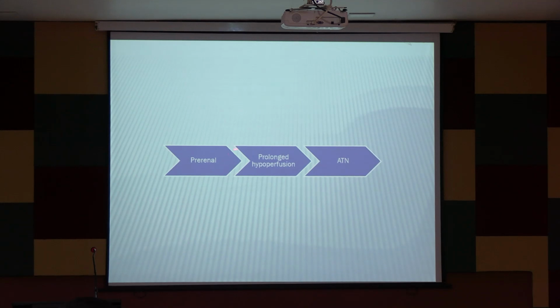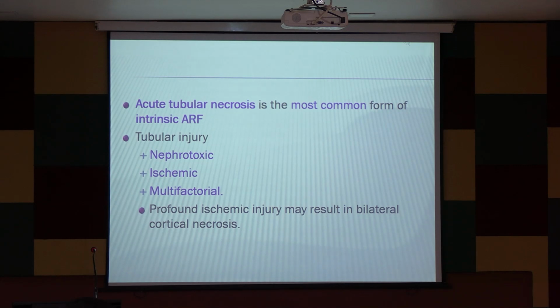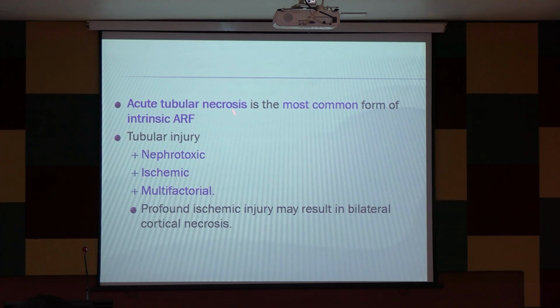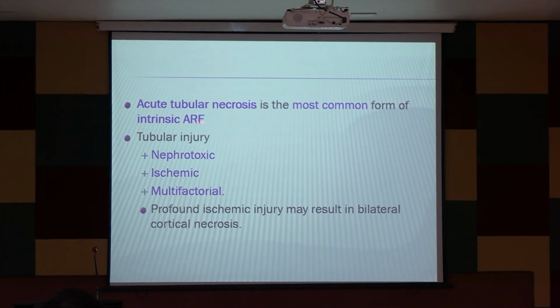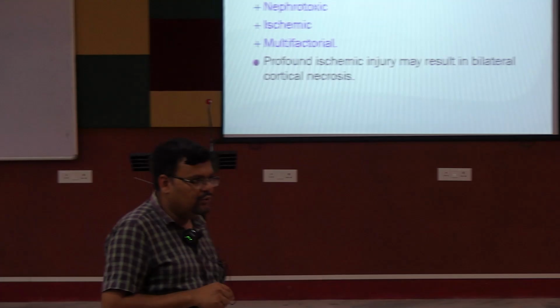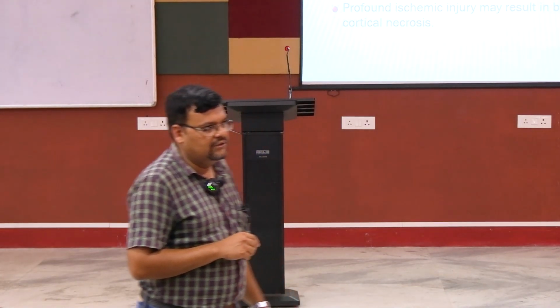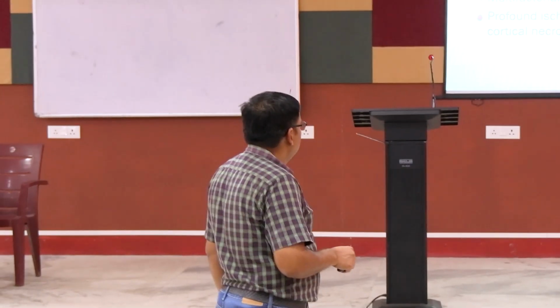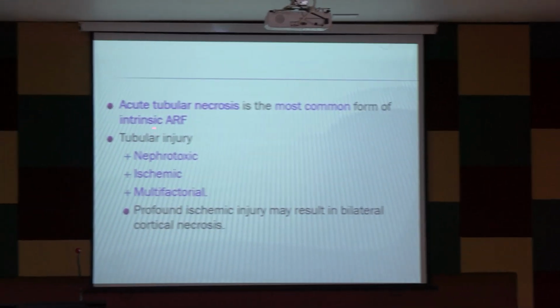Pre-renal prolonged hypoperfusion can lead to acute tubular necrosis. It is the most common form of the acute intrinsic cause of acute renal failure. It is due to nephrotoxic drugs, ischemia or is multifactorial. Any nephrotoxic drug can cause acute tubular injury. Snake bite venom causes acute tubular necrosis. Prolonged hypoperfusion causes acute tubular necrosis. So, it is the most common form of the intrinsic renal failure.